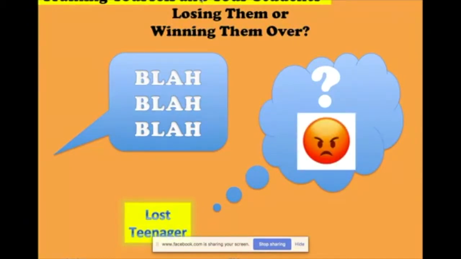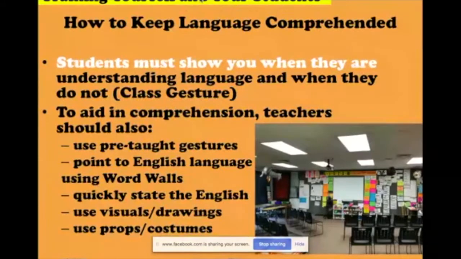They feel, I can't understand this. I don't understand the target language you're speaking, and I cannot do this. We don't want this to be their experience because we want to win them over. So how to keep language comprehended.